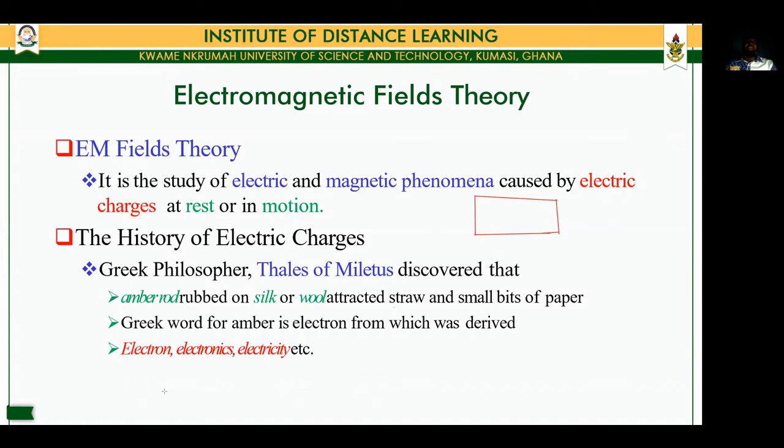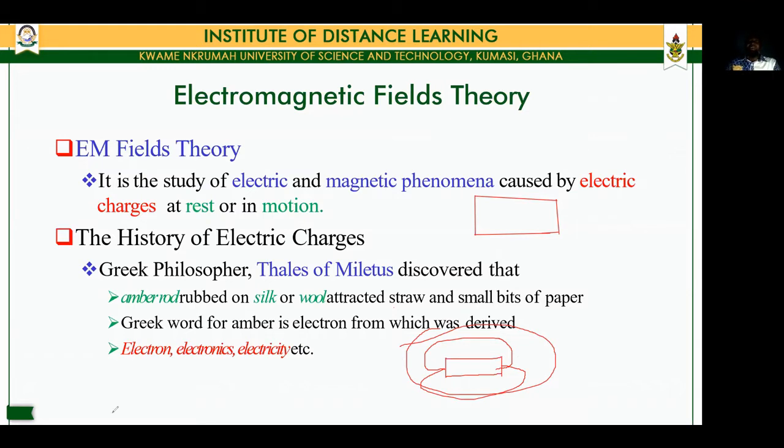So if you had a bar of magnet, for example, like this, there is a region around this bar of magnet within which the force of the magnet can be felt. This region is called the field of the magnet. So the field is actually an area within which the force of the electric phenomenon or the magnetic phenomenon can be felt.